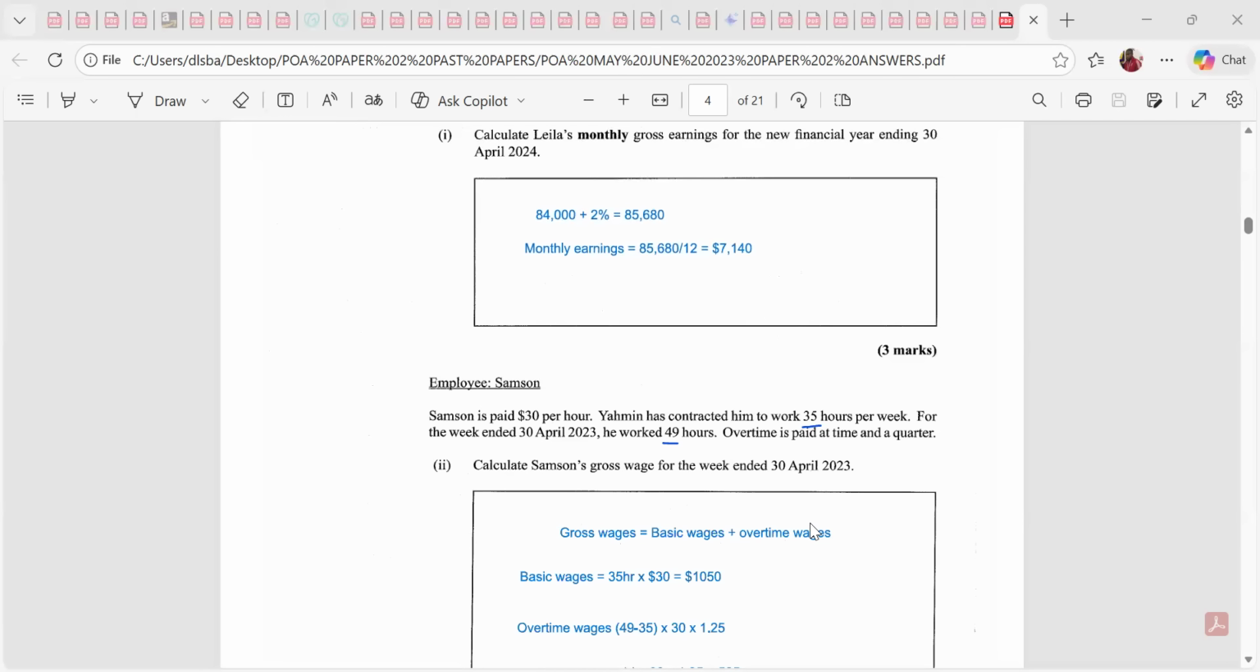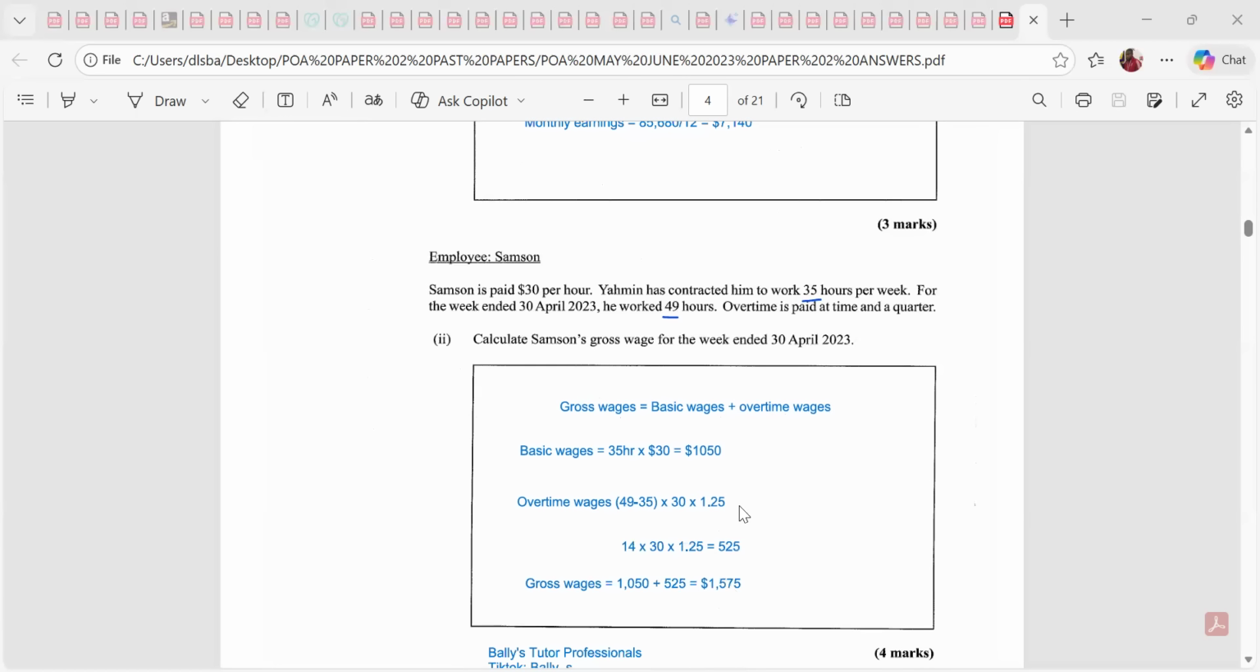his gross pay, which will be his regular pay, which is 35 hours multiplied by 30. And then the remaining 14 hours overtime, you multiply that by 30 and then multiply it by 1.25. Once I calculate it, I'll add my basic wages to my overtime wages, and that'll give me a total of 1,575. Nice, 4 marks.